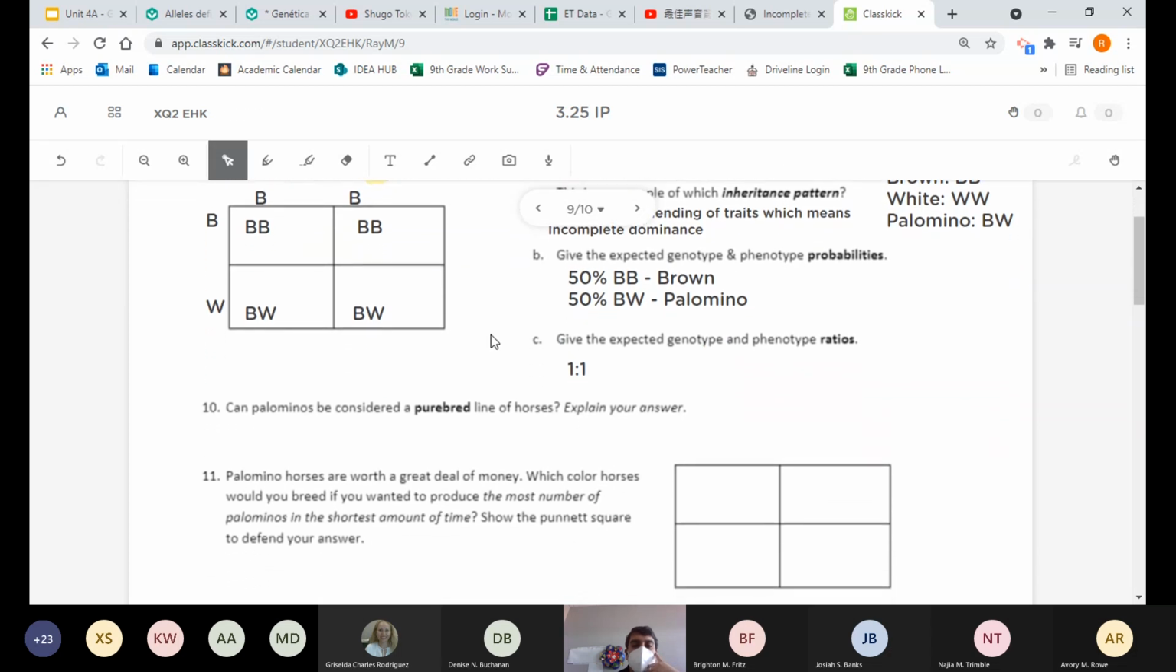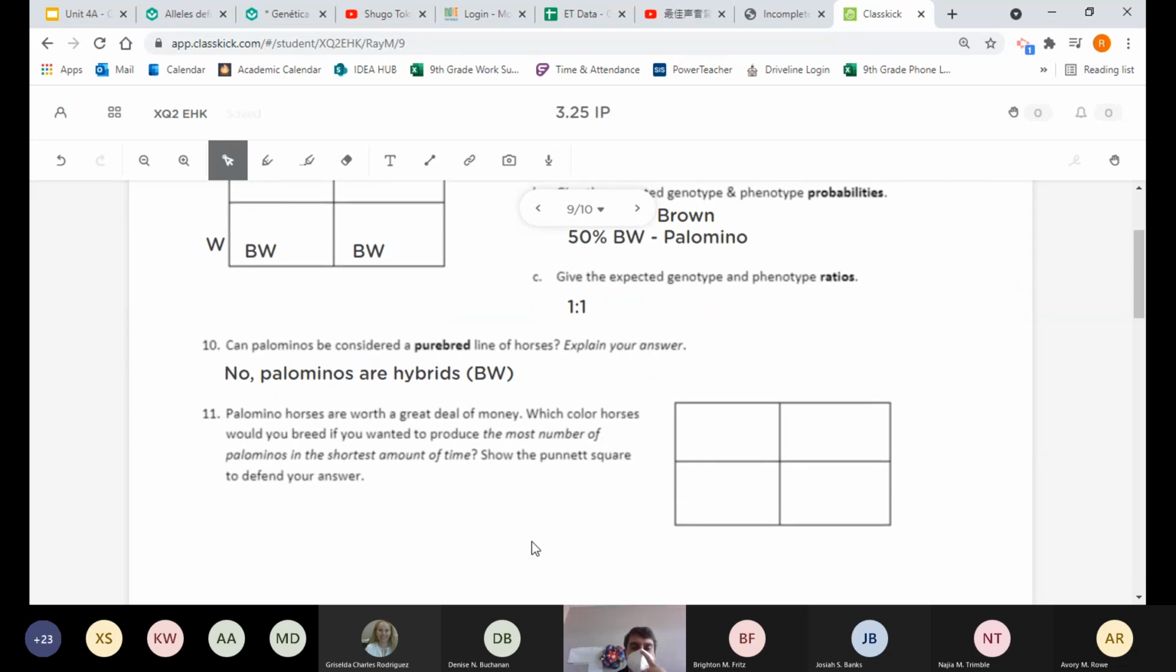Now, like we saw yesterday, I don't like using the word purebred, but all that means is that it has the same alleles. So no palominos are hybrids, right? Because they're both of those letters.